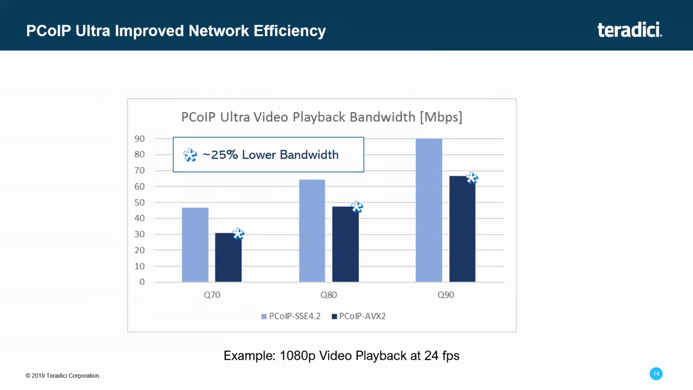So what about bandwidth efficiency, right, of PCoIP Ultra compared to Gen 1? Well, with the improved protocol, we're actually able to save roughly 25% of the bandwidth compared to PCoIP Gen 1. And I think for certain users that are bandwidth constrained, PCoIP Ultra might be a good option to explore and check.